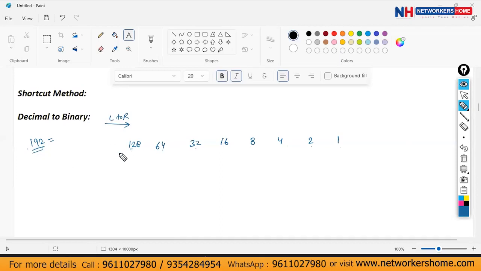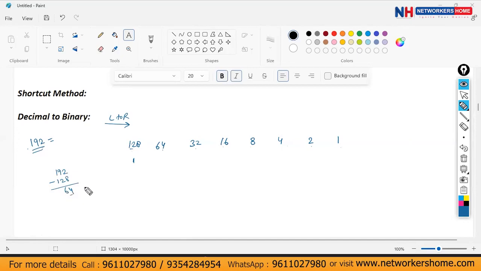If this number is smaller or equal, just write 1 below it. And if it is bigger, just write 0. So 128 is smaller than 192, so I have written 1. And the next step is to subtract this value. What will be the value? It will give me 64.